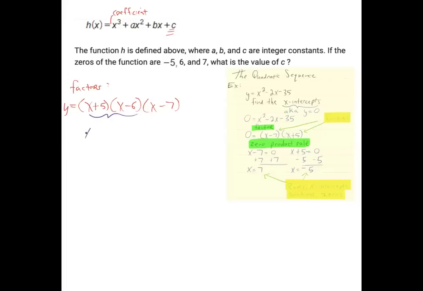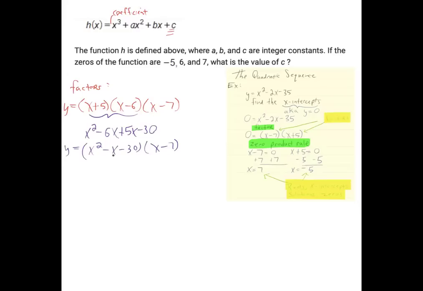So let's start by just FOILing two of them. First times first, x squared, outer times outer, minus 6x, inner times inner, 5x, last times last, -30. Combine like terms. And right now we have it looking like that. We have the first two multiplied together to give you that, and we still have the x minus 7 that was there from the beginning.